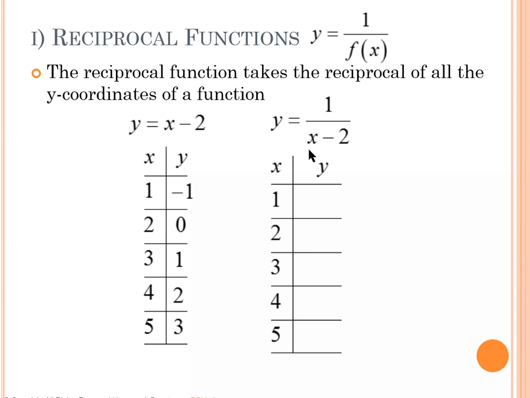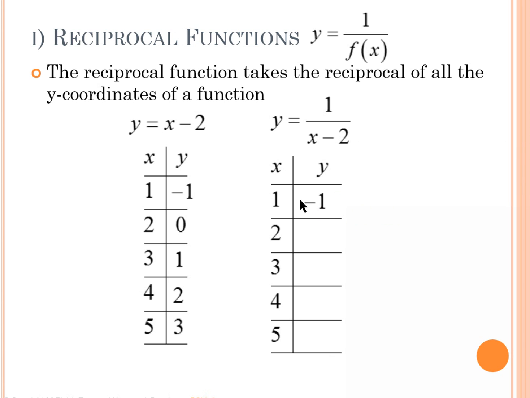And now let's take a look at the reciprocal function. You'll notice that the x values have not changed, but let's look at the corresponding y values. Now there's two ways to get the corresponding y values. The first thing you could do is take the x values here and plug them into your equation, and you'll get the corresponding y values. So for example, if I put this 1 into this x here, I would get 1 divided by 1 minus 2, which would give me a value of minus 1.